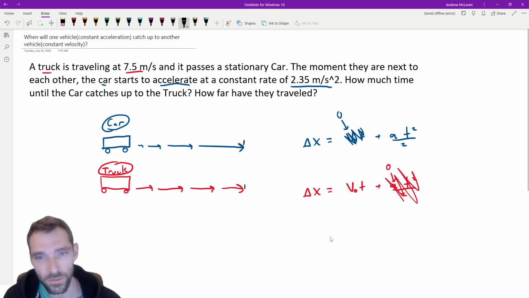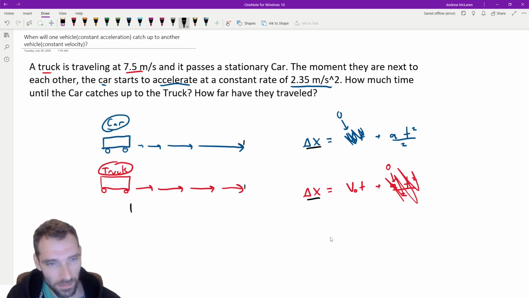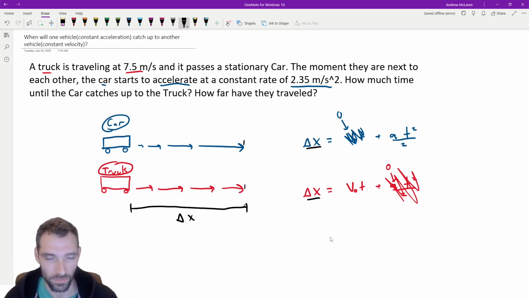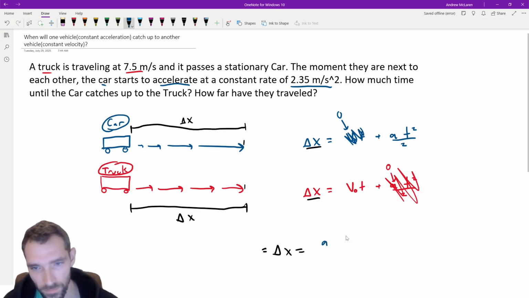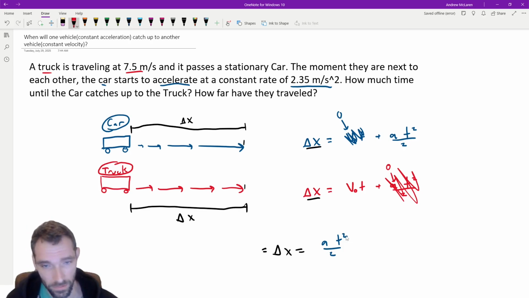Now, the interesting thing is that these two, when they've caught up to each other, they've gone the same amount of distance. So the change in x is the same between these two. We don't know what that distance is right now, but we can assume that it goes the same amount of distance over the same amount of time. So we can set those two equal to each other, this change in x being equal to both the acceleration times time squared for the car, and that is also going to be equal to the velocity of the truck times time.